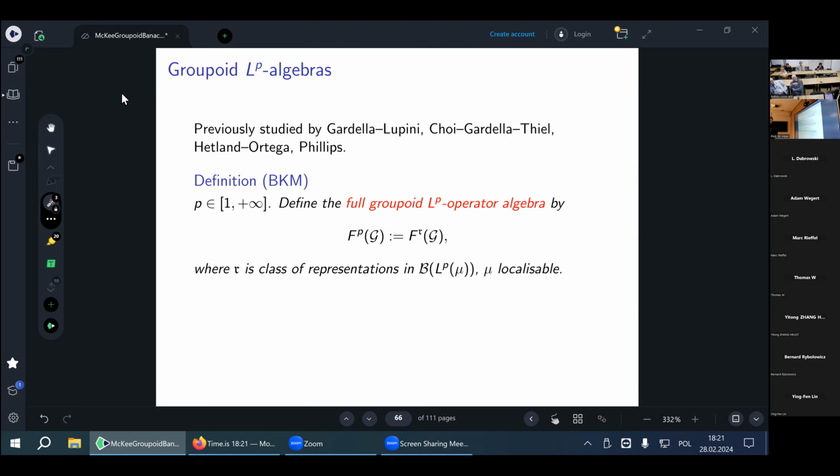And what is the fullness of this groupoid? As opposed to reduced. So there's also a reduced LP groupoid algebra. So I'm just using full. Okay.